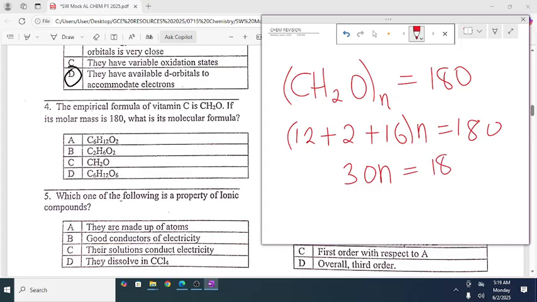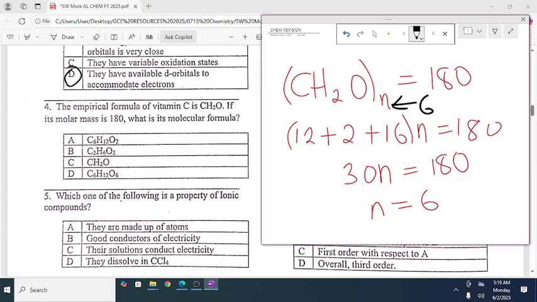Okay, 30n is equal to 180, which means that n is equal to 6. If n is equal to 6, it therefore means that we are going to have a molecular formula, so we just replace the n with 6. Since you have realized that n is equal to 6, we just have to replace this n here with 6.